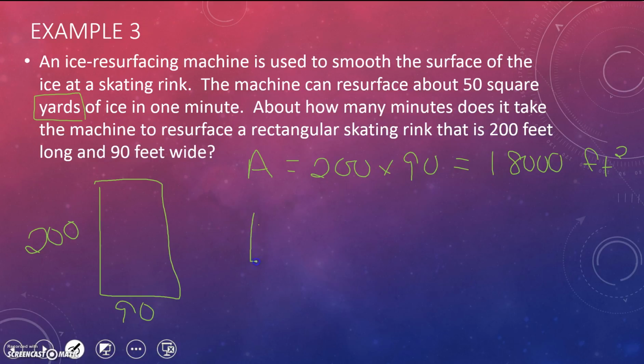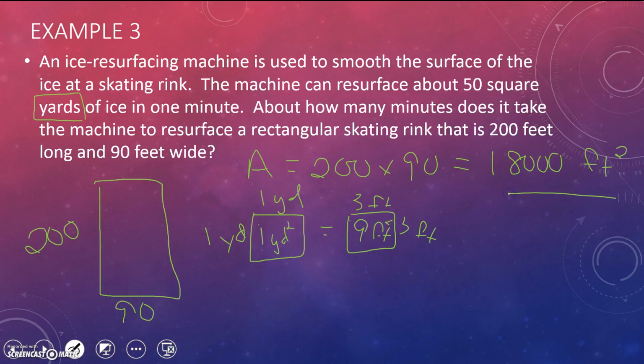So if I'm going to represent 1 yard squared, so this is 1 yard, and this is 1 yard. Okay, this is 1 yard squared. What is that in terms of feet? Well, 1 yard compares to 3 feet. So if this is 3 feet by 3 feet, then that means 1 yard squared is actually equal to 9 square feet. So to figure out how much this is in terms of yards, I'm going to work my way backwards, so I need to divide by 9.